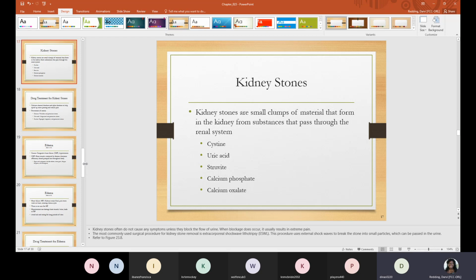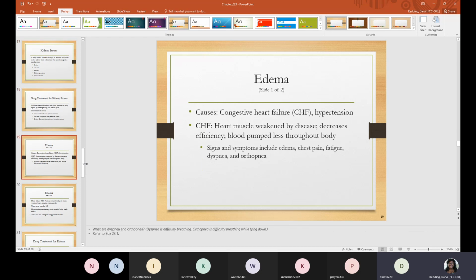So now that we learned about kidney stones and the drug treatment for that particular condition, we are next going to learn about edema. Remember I mentioned edema has to do with swelling. Edema is basically excess watery fluid in the cavities or tissues of the body. That would result in your body, or a part of your body, looking swollen. Edema could be caused by CHF, which stands for congestive heart failure, or by hypertension, which we know is high blood pressure.